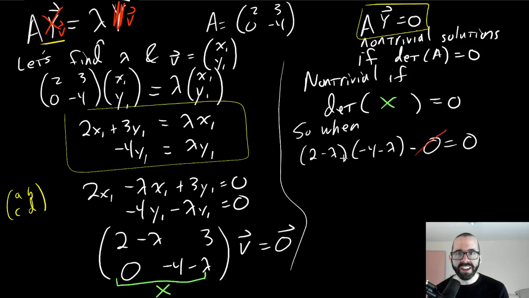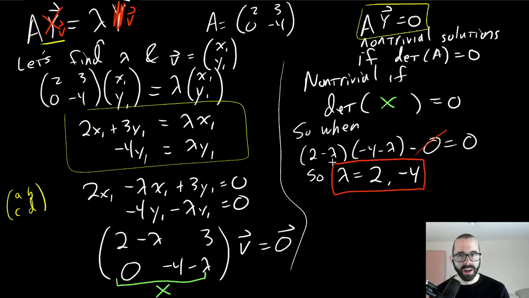Because here's where things get really exciting. If you're not already excited, here's where things get really exciting. What values of lambda make this true? Lambda equaling 2 and lambda equaling negative 4. And I claim you've seen these numbers before.